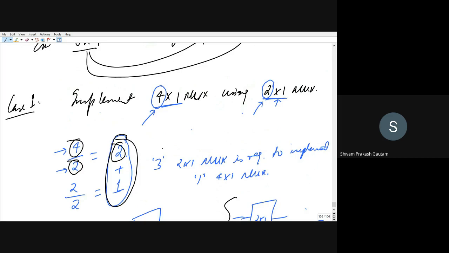You can see, in the next step, again you have to divide it by 2. So 2 divided by 2, you can see 1 here. What we have done is added both of these, 2 and 1. Therefore we have reached that we will be requiring three 2x1 mux.